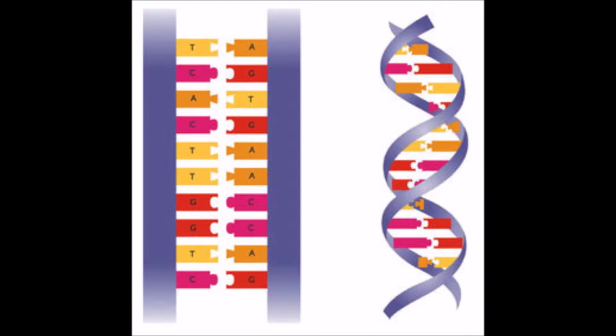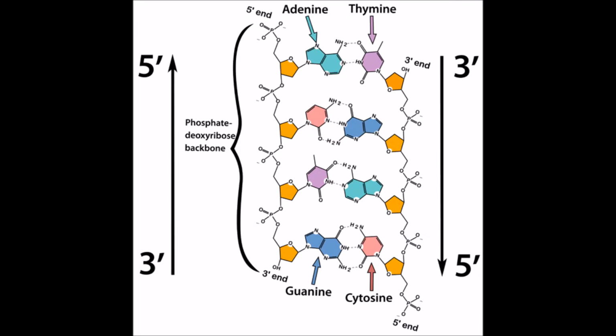So, the bases on the second strand are determined by the sequence of bases on the first strand, because each base must pair up with its complementary base. Additionally, the structure of DNA is antiparallel. As mentioned before, the DNA molecule is composed of two strands held together by hydrogen bonds.